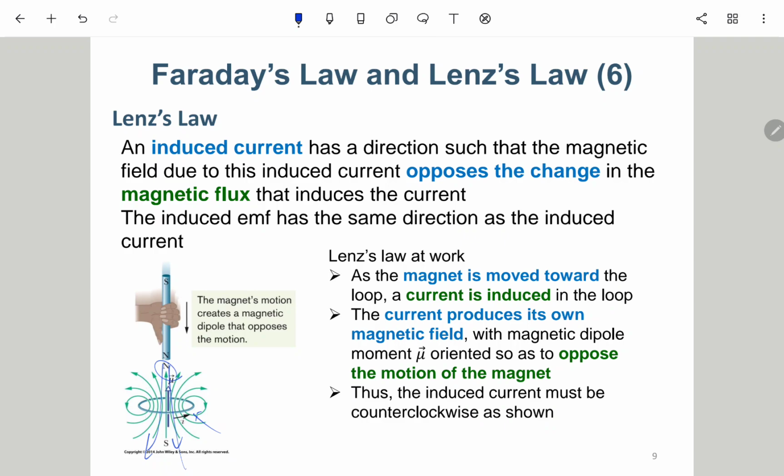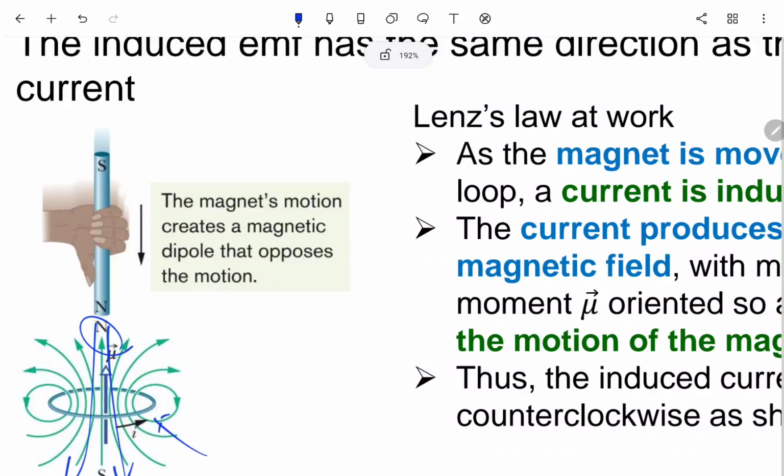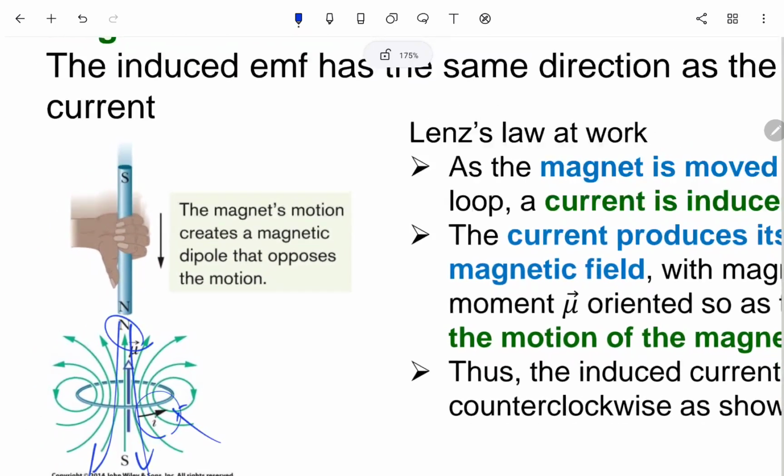But it will make the induced B field pointing upward, and in such a way, this current should be in this direction. Okay, you can use a right hand rule. Your thumb pointing to the top, your four fingers are somehow like counterclockwise.